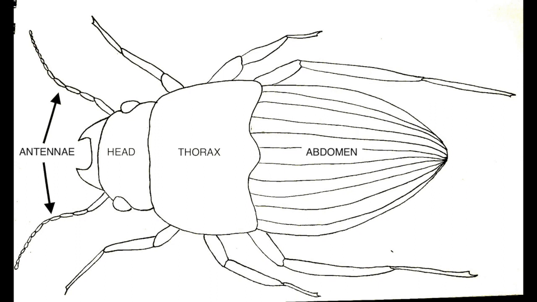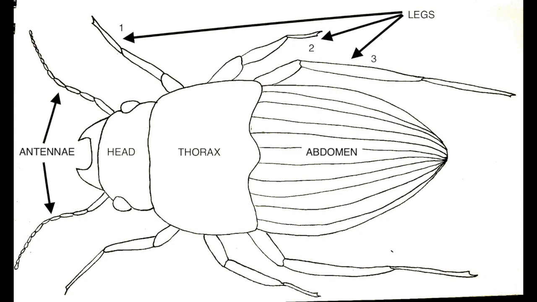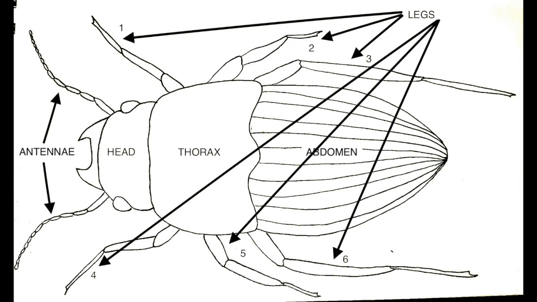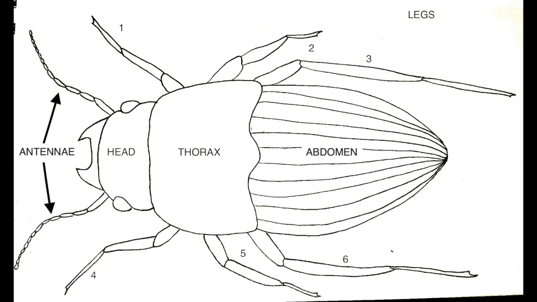Insects also have some legs, just like us. So you can reach down and touch your legs. So do insects have two legs like us? No, they definitely have more. So let's go ahead and start counting them. We have 1, 2, 3, 4, 5, 6. Insects have 6 legs.